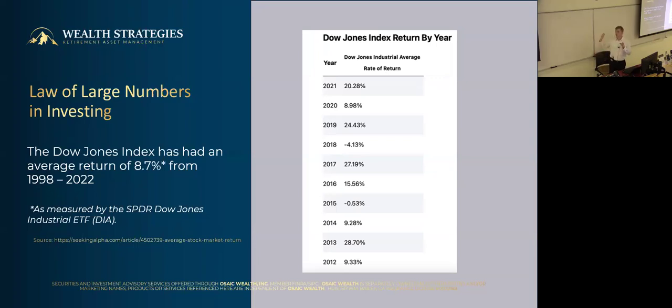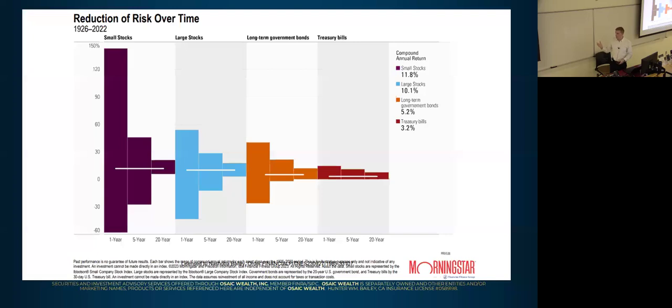That's why we use these stock investments for longer periods of time, because in the short period, we've got a chance of it going up 20, we've got a chance of it going down 30. But over the long period of time, we have a much closer chance of it returning this average number smoothed out over time. So you can kind of see that in this slide from Morningstar. There's a reduction of risk over time with everything.